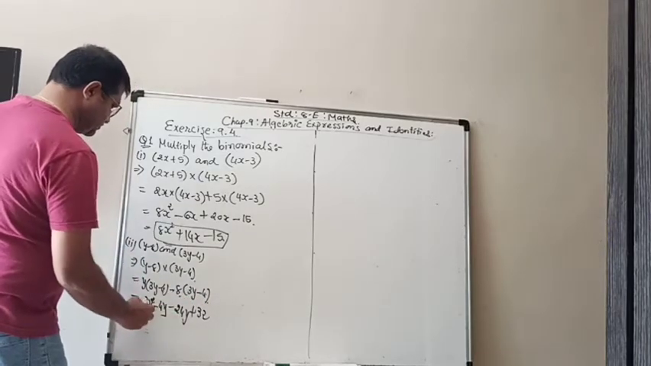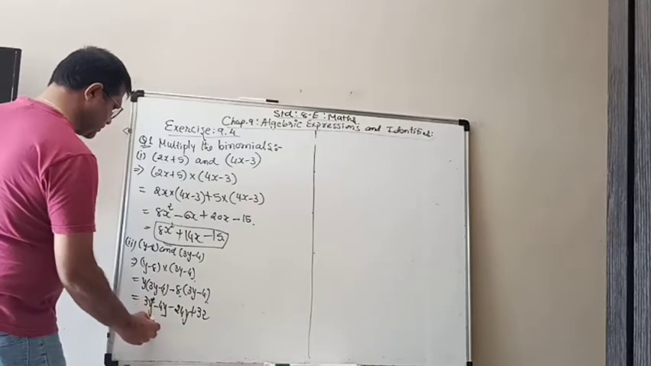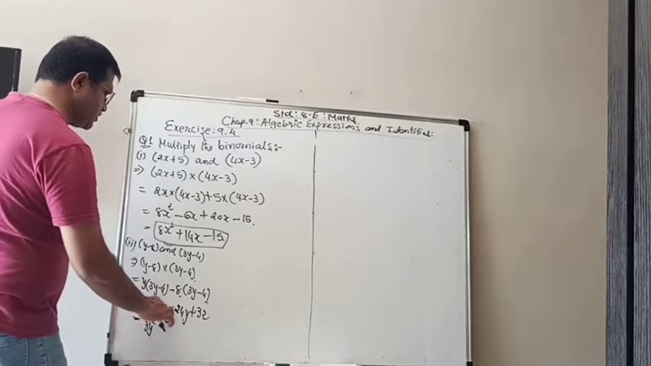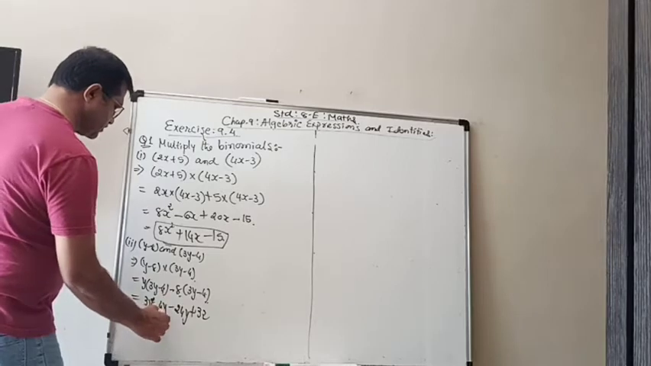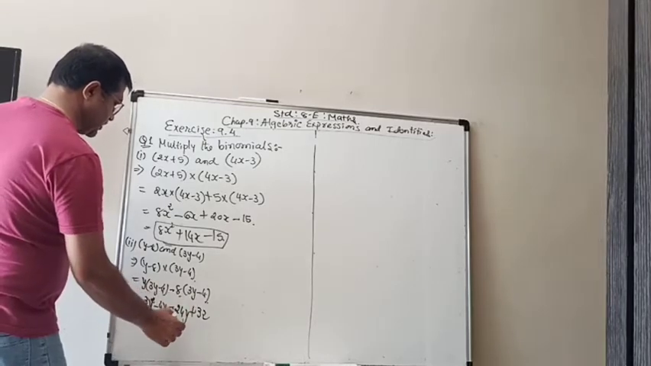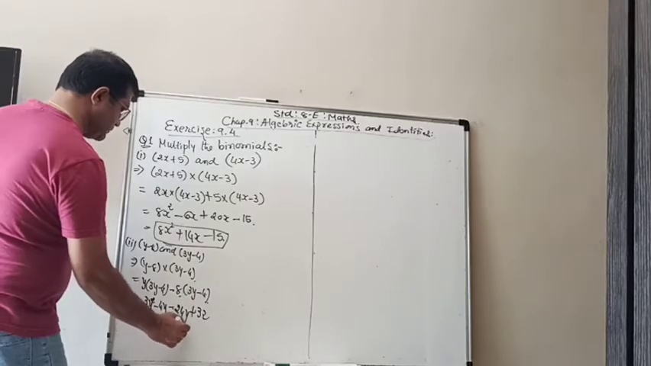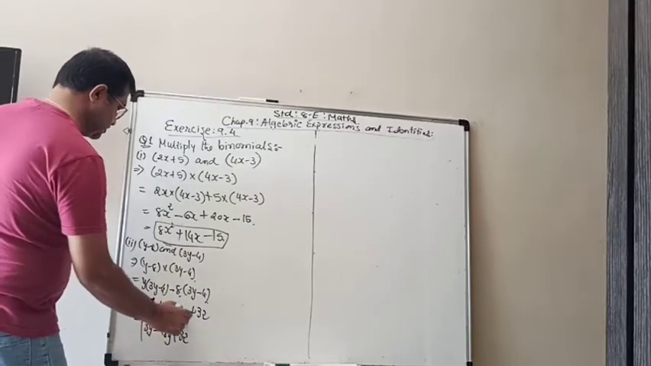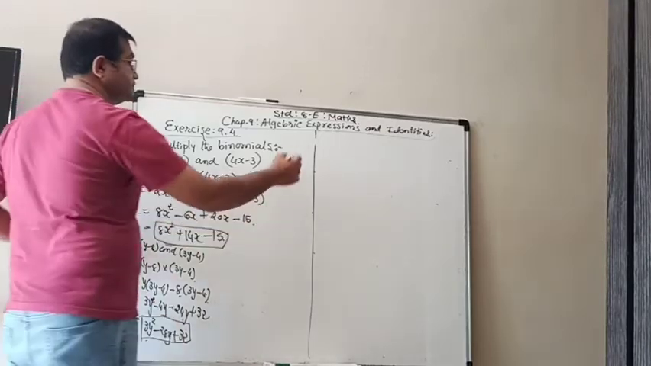Again there are like terms, so 3y square. Now both are negative, so we have to add: 24 plus 4 is 28, and the sign is minus. So minus 28y plus 32. That will be the answer.